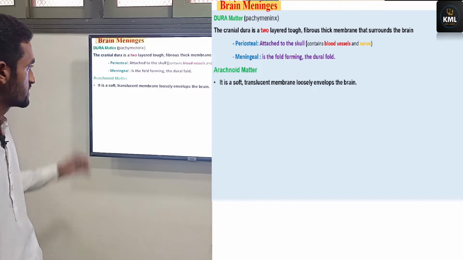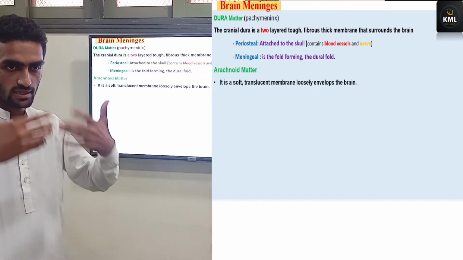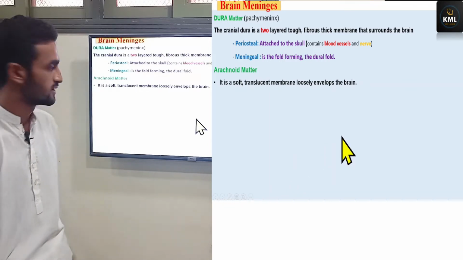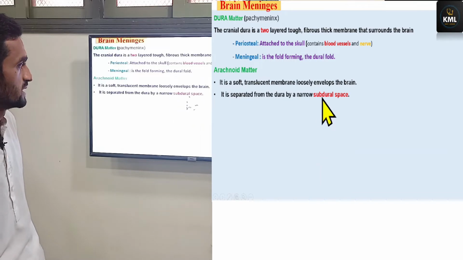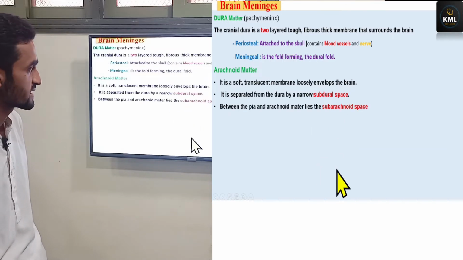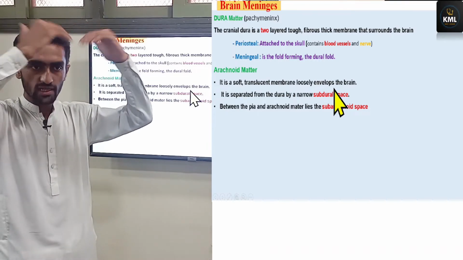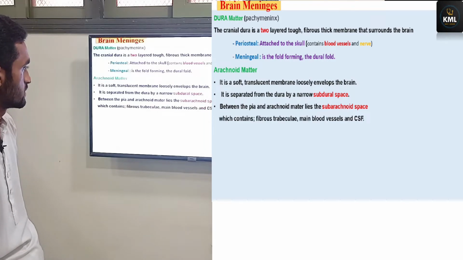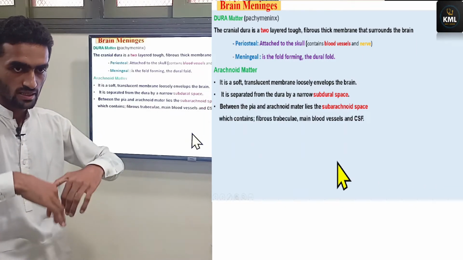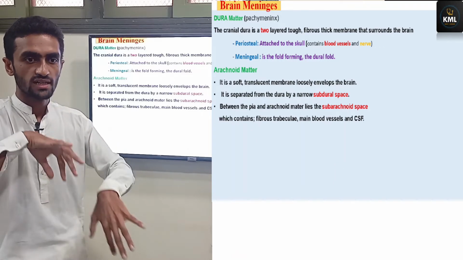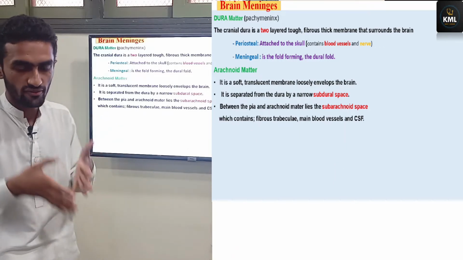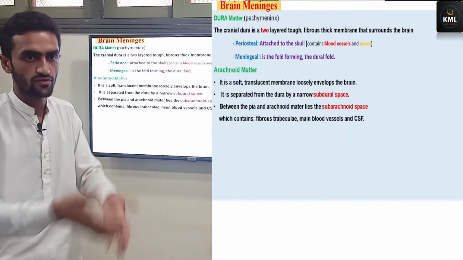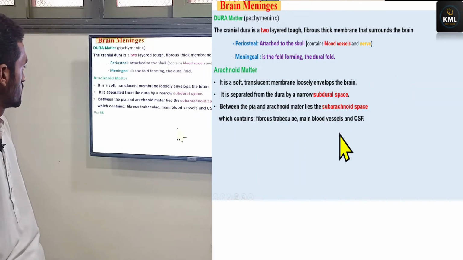Arachnoid is a soft translucent membrane, transparent type, so it loosely envelops the brain because underneath there is the CSF. So it is separated from the dura by the subdural space, where you find the subarachnoid space. In this subarachnoid space you will find fibrous trabecular structures like this, in the CSF where the CSF is floating.